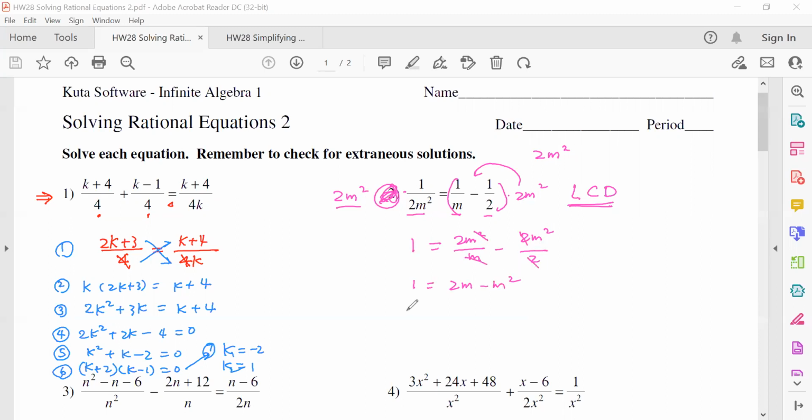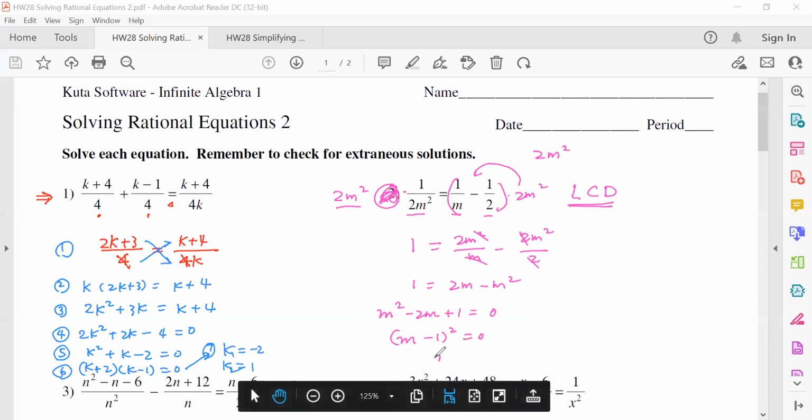So move everything to the left side: m squared minus 2m plus 1 equals 0. So what do we get? m minus 1 squared equals 0. So m equals 1. Actually there are two answers: m1 equals 1, m2 also equals 1. So you get it quickly out of there.